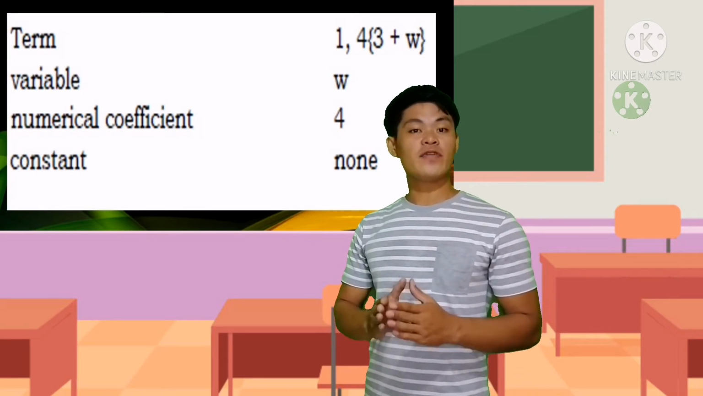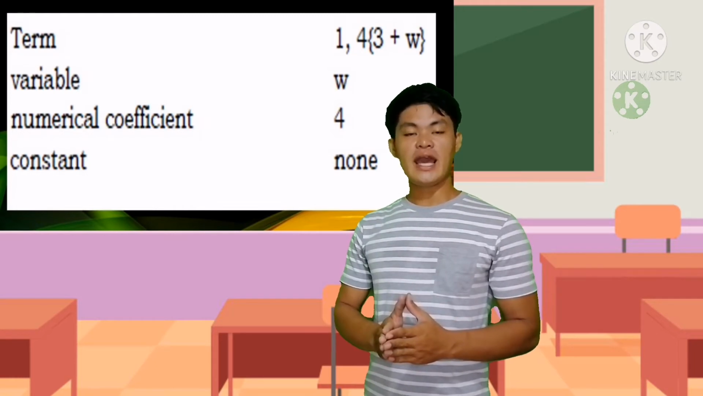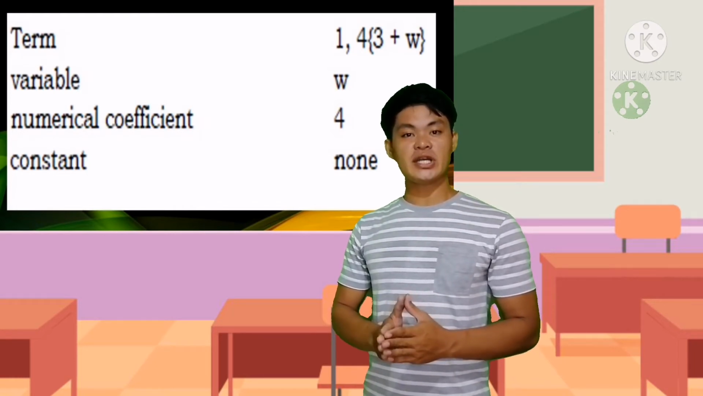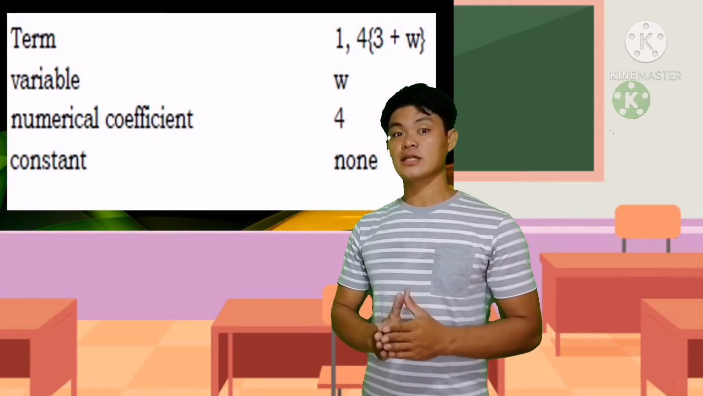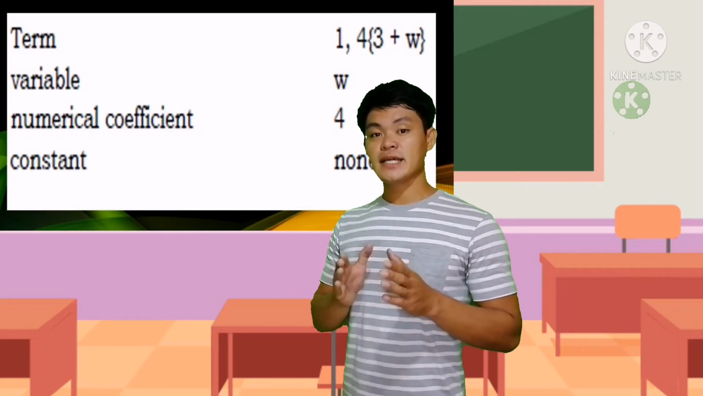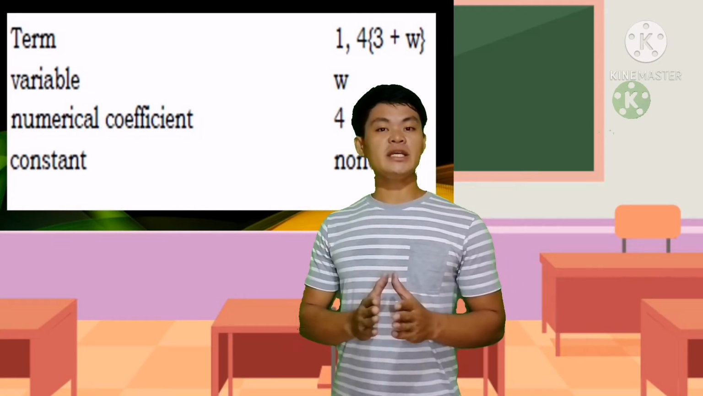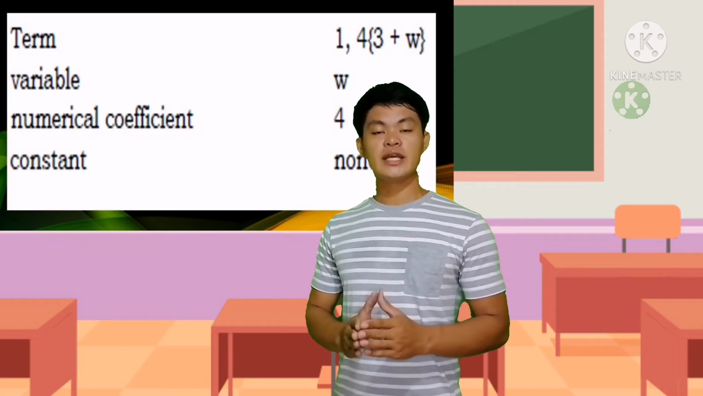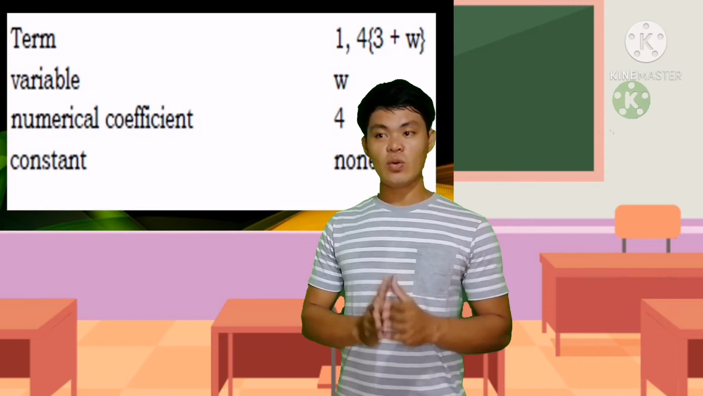We have a variable, which is w. And our numerical coefficient is 4, but we don't have a constant value. Take note that the numbers or letters or combination of letters and numbers enclosed by parentheses can be considered as 1 when we perform the operation in it.